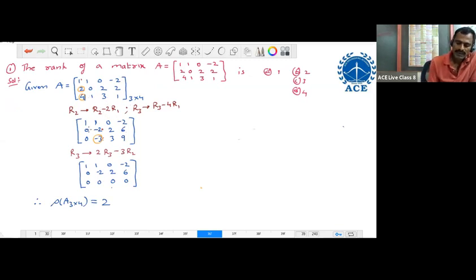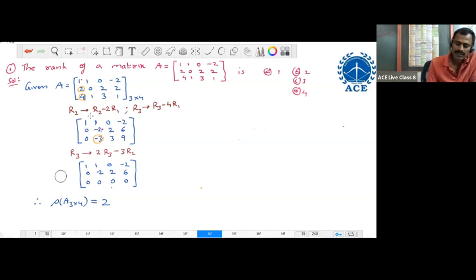Between these two matrices, don't write the equal symbol, because these two are not equal matrices. If you want to say that two matrices are equal, their orders should be the same. Here the orders are the same. The other condition is that their corresponding elements should be the same. The third row first element is 4 here, while here the third row first element is 0, not the same. So these two are not equal matrices. That is why don't write the equal symbol here.